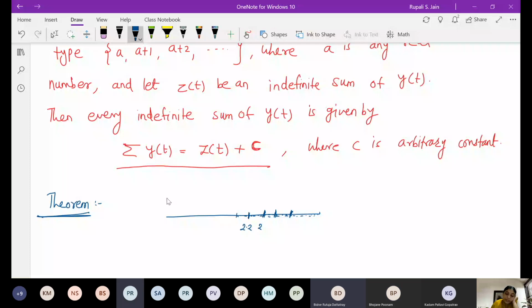I have to add one. So if my A is 2.2, 2.3, A is my 2.2, so A plus 1 will be 3.2. Next will be 3.2. A plus 2 means 4.2, and so on. So I am getting discrete values, not all set of real numbers.